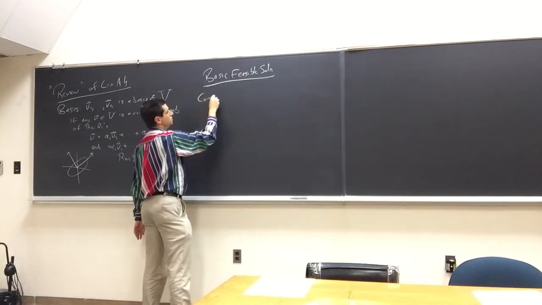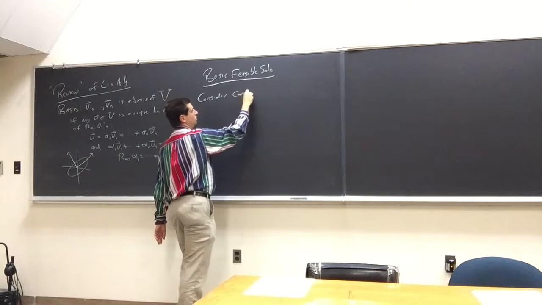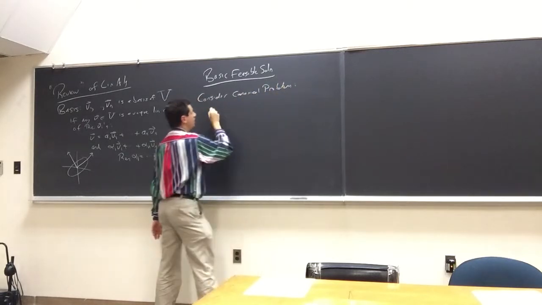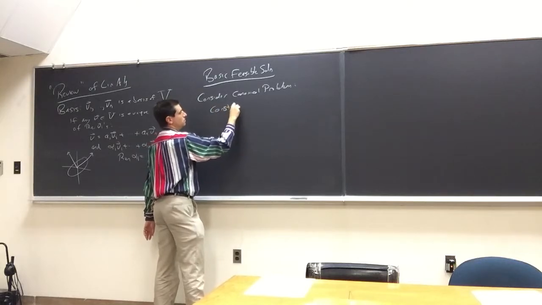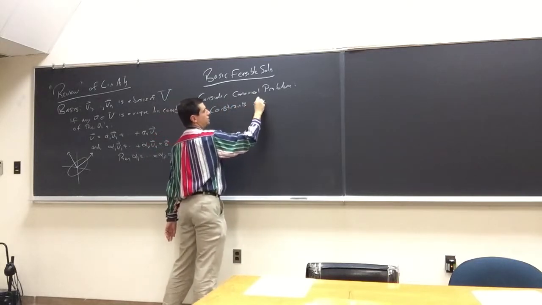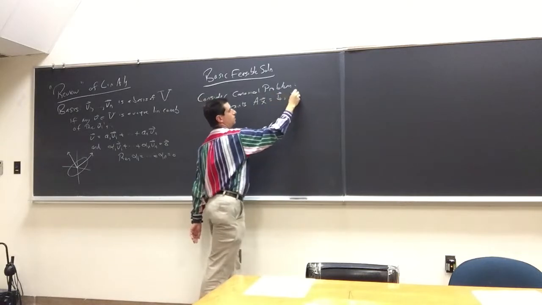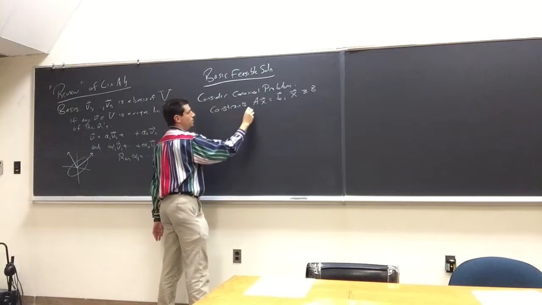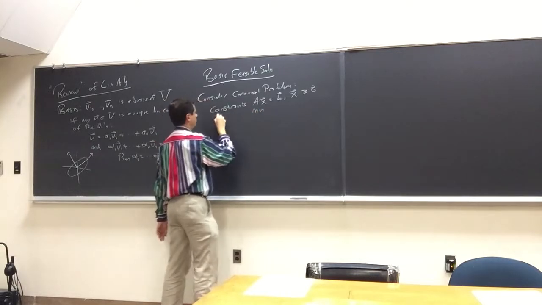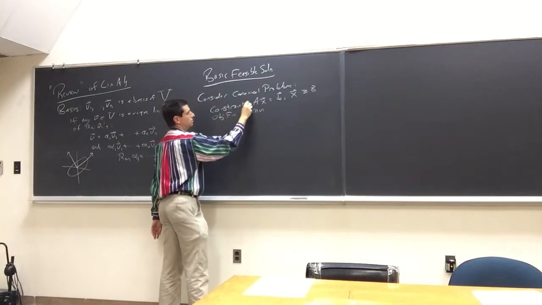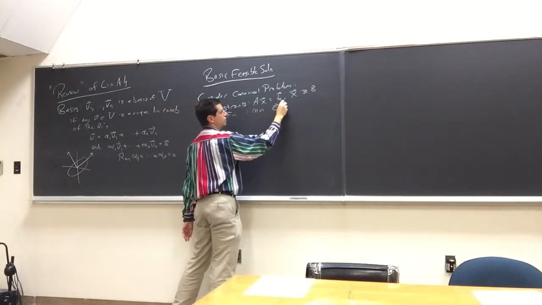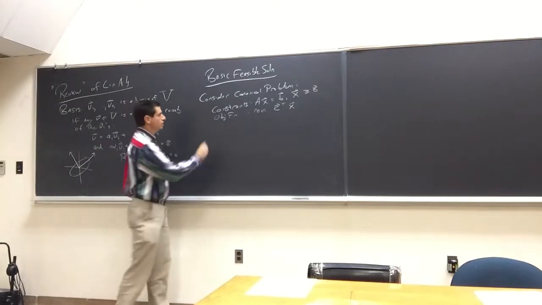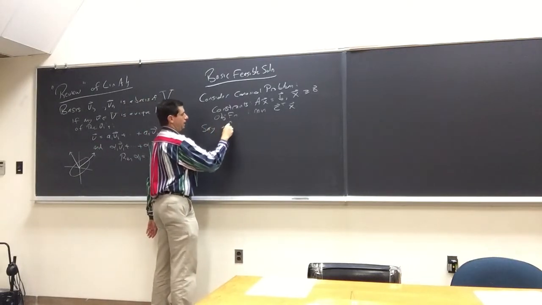So consider the canonical problem. By now we have constraints Ax equals b, x greater than or equal to 0, and we want to minimize our objective function, c transpose x.